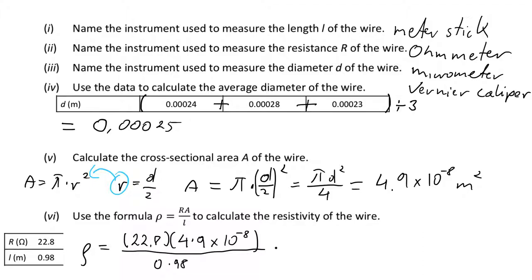Punch it into your calculators and you'll get the result of 1.14 times 10 to the power of minus 6. Very important, unit in this case is ohm times meter. So for each meter of the wire, the resistivity for this particular wire is 1.14 times 10 to the minus 6. If you get all those answers, you should be well capable of getting full marks for this question.